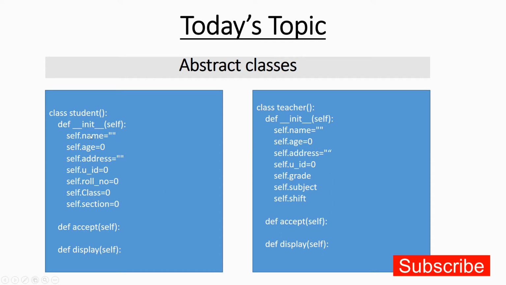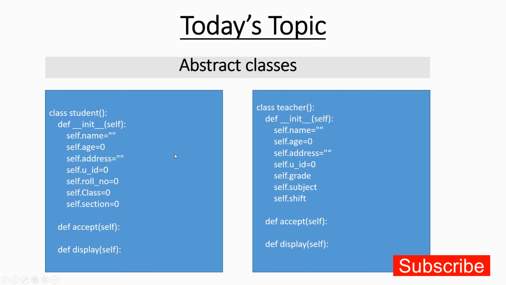This is a student class. For example, these two classes are for a particular school, and you're developing software for that school, so you'll be having the models, the classes. The student will have some basic information like the name, the age, the address, and the unique ID. The unique ID will be like an Aadhaar card or any other unique ID of the student, and then we will have a roll number, class, and section.